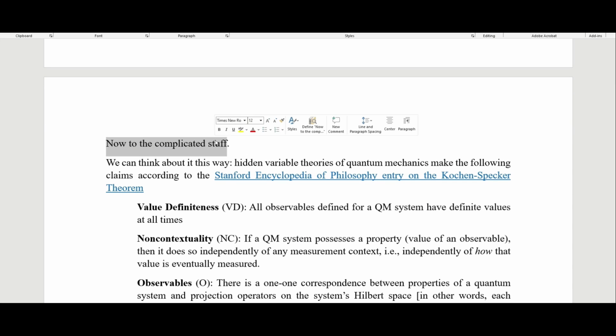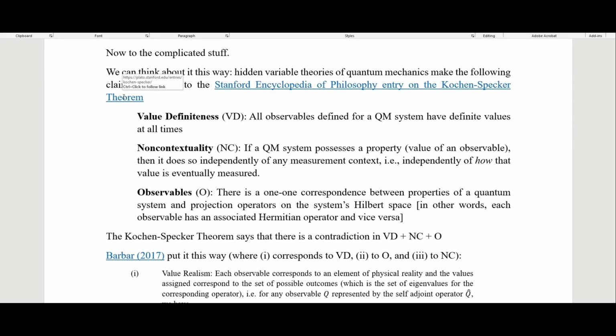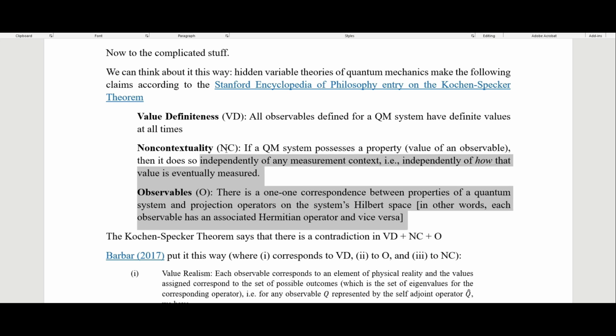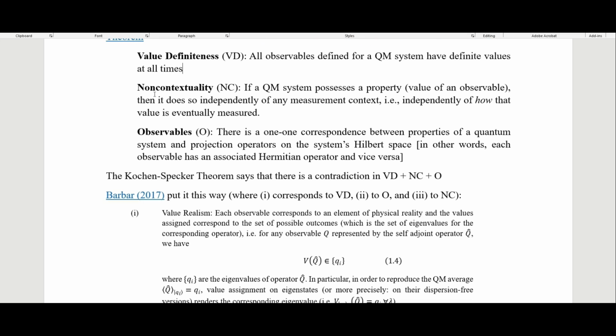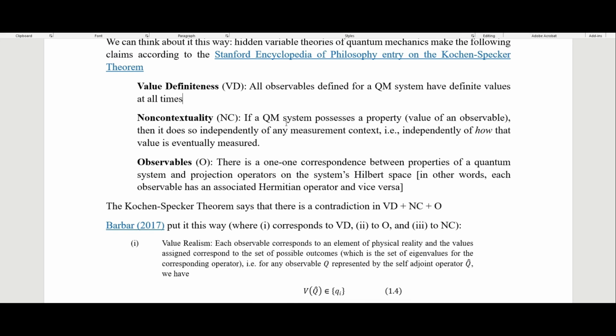And so now on to the more complicated stuff. We can think of it this way. Hidden variable theories of quantum mechanics make the following claims, according to the Stanford Encyclopedia of Philosophy entry on the Kochen-Specker theorem. They're essentially claiming these three things: that there is value definiteness, so all observables defined for a quantum mechanical system have definite values at all times; non-contextuality, so if a quantum mechanical system possesses a property, a value of an observable, then it does so independently of any measurement context. In other words, independently of how that value is eventually measured.